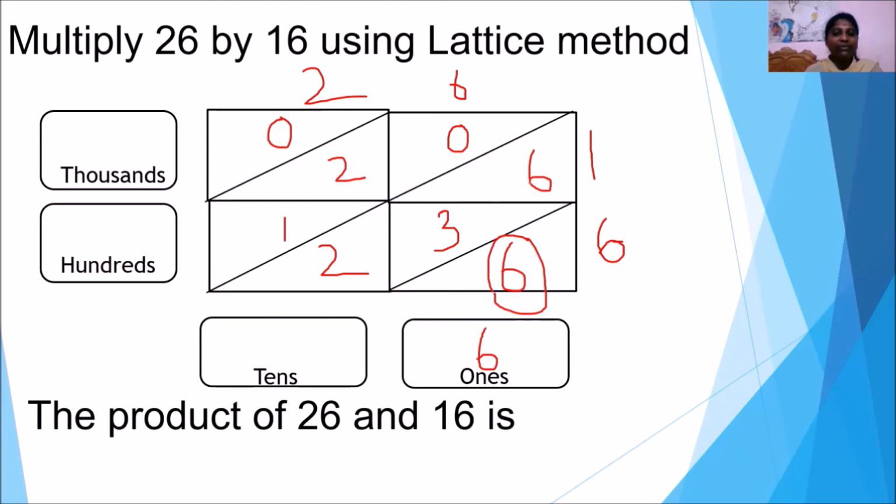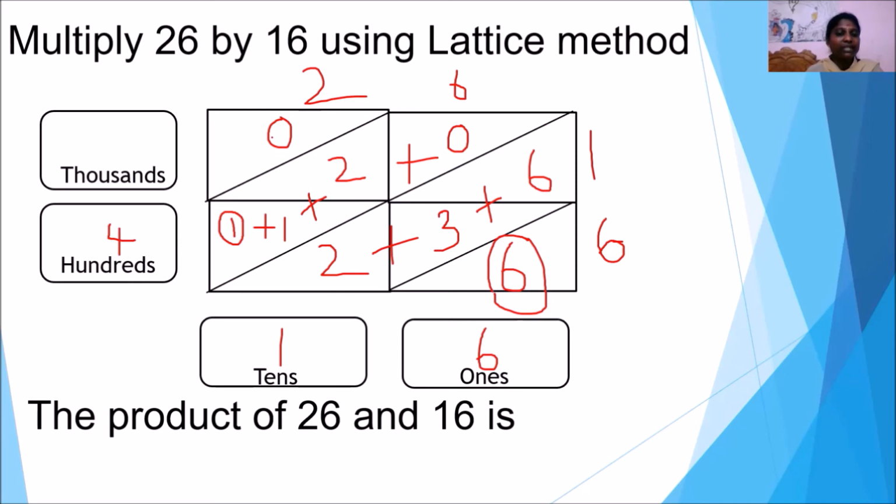In the tens place we have 6, 3, 2. We have to add these three numbers. 6 plus 3 is 9. 9 plus 2 is 11. In this 11, 1 you can write in the tens place. 1 must be the carry. Next we have to add the hundreds place. Here we have 0 plus 2 is 2. 2 plus 1 is 3. 3 plus 1 is 4. We have to write 4 in the hundreds place.